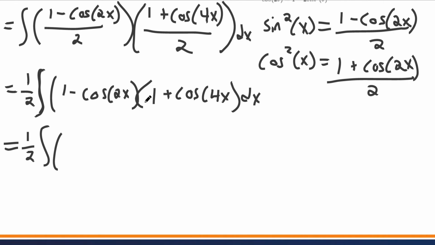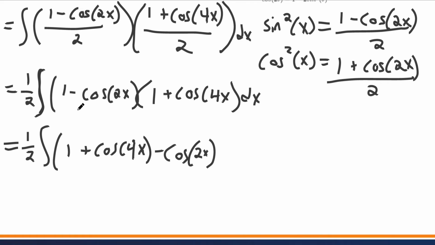So when we multiply 1 times 1, that makes 1. Multiply 1 times cosine 4x, that's going to make cosine of 4x. And then we multiply negative cosine of 2x times 1, that makes negative cosine of 2x. And then when we multiply negative cosine 2x times cosine of 4x, it's going to make negative cosine 2x cosine 4x.